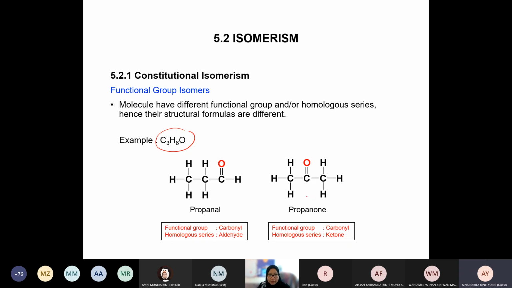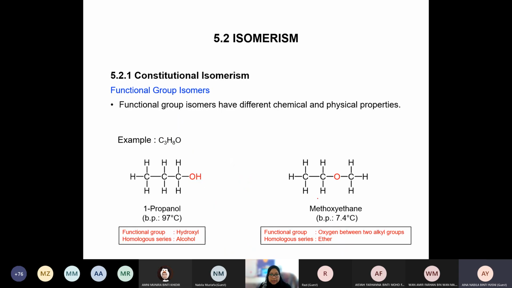Okay, tapi both of them also satisfy this chemical formula. Dia tetap ada 3 carbon, 6 hydrogen, 1 oxygen. It's just that ini sebagai they have the same, this one dia punya functional group is the same, carbonyl, but dia punya homologous series is not the same. Okay, so this is aldehyde and this one is ketone. Okay, so this is what we call functional group isomers. Boleh berubah-ubah isomers ni. Okay, another example.